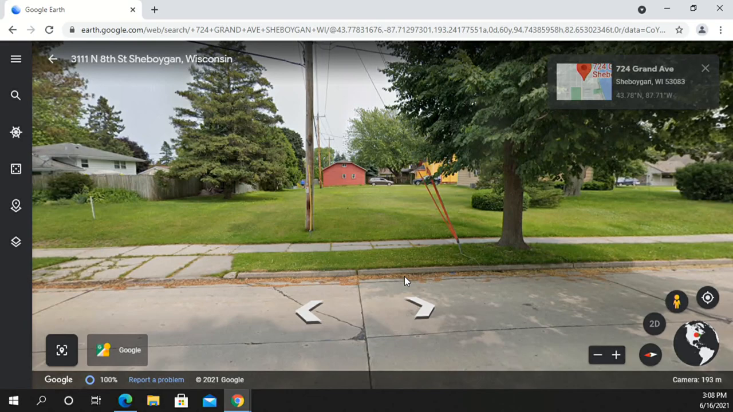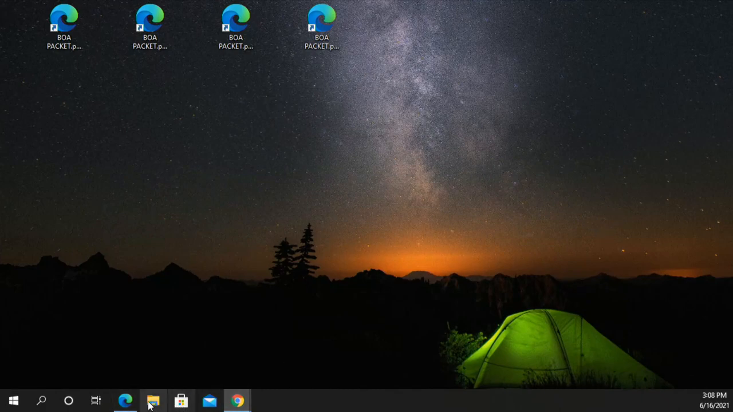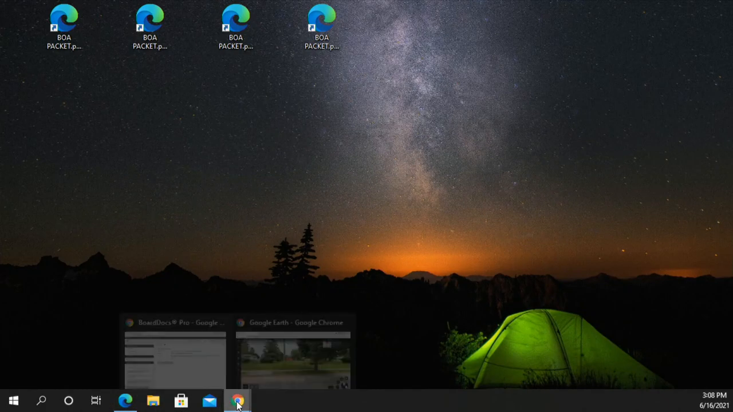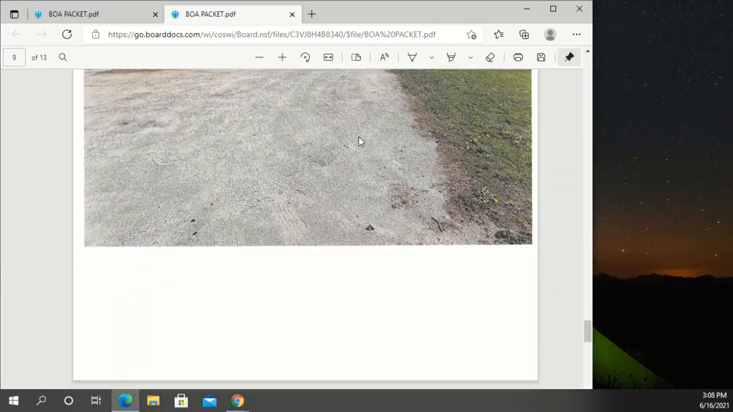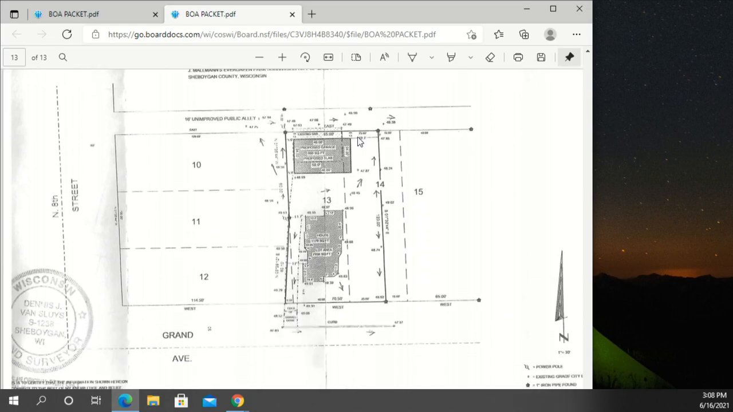I would first like to point out that I have been talking on two occasions to Jeff Litsky, the code administrator for the north side of Sheboygan. There are two code compliant locations on the lot at 724 Grand Avenue to access the proposed new garage. One is east of the house on Grand Avenue, where they have approximately 27 feet of road frontage to put in the new driveway that would go to the garage in the backyard. The second code compliant approach to the yard would be through the 8th Street alley.